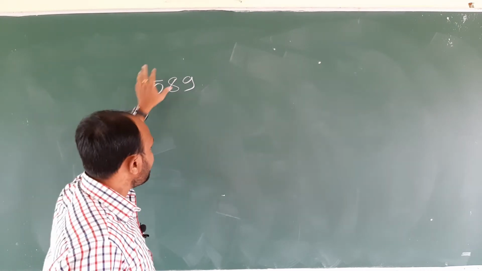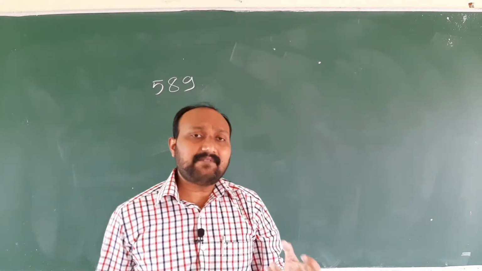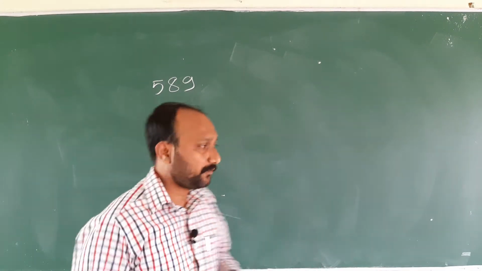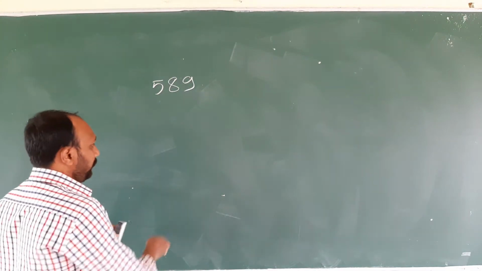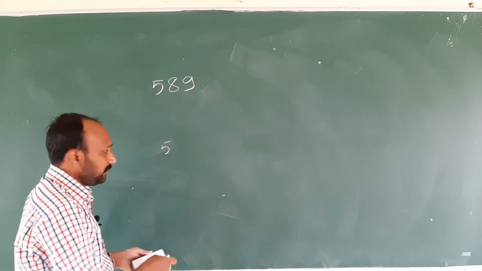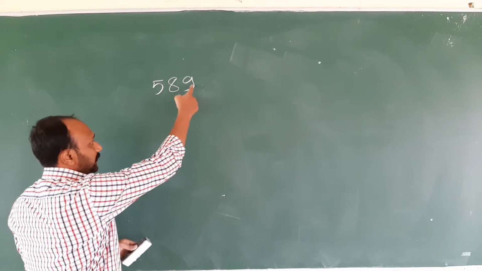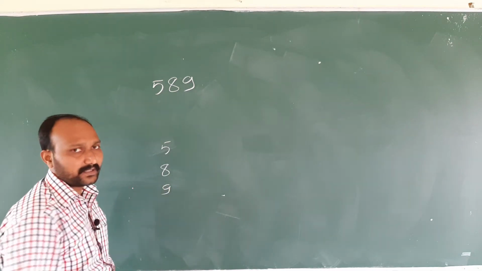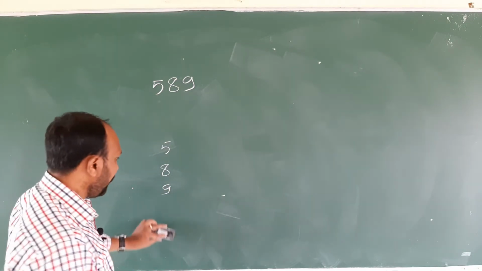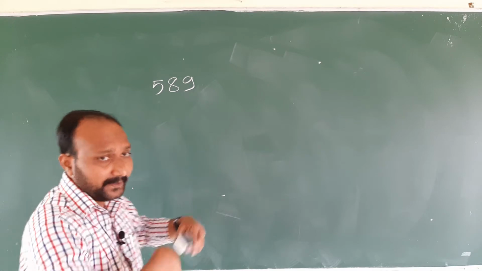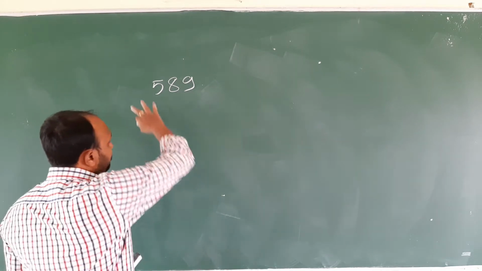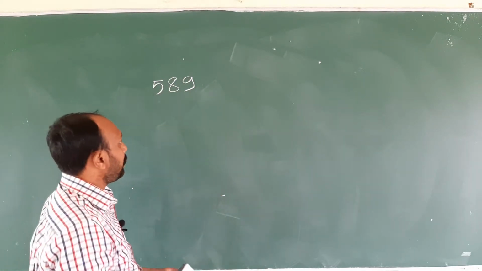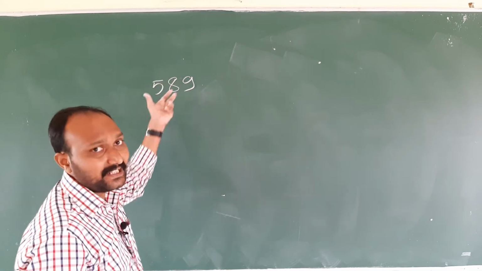Here in a positional number system, each symbol has its own face value. For example, what is the face value of 5? It's 5 itself. What is the face value of 8? 8 itself, and similarly 9 is 9 itself. But the effective value of the entire number will alter according to the change of each digit.